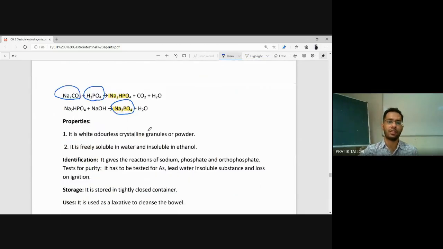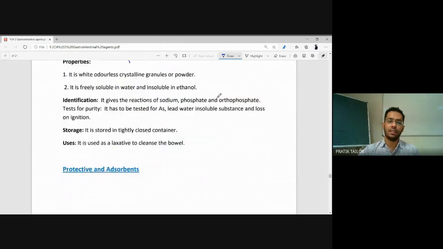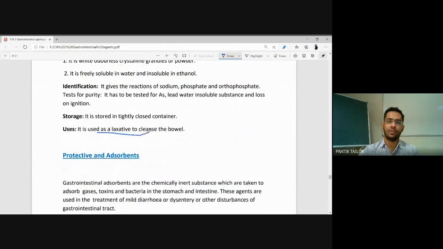Okay, what we want is this. It is again a crystalline powder soluble in water. Phosphate salts are always soluble in water, so it can be used as a laxative.